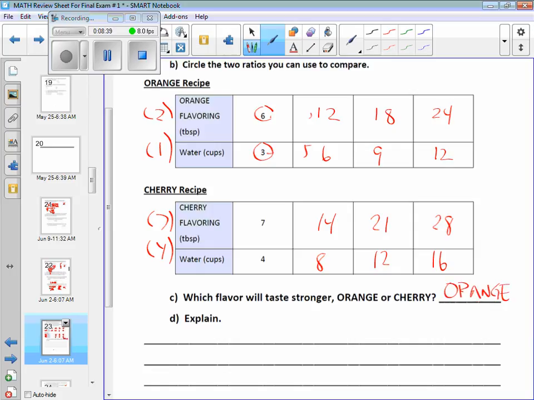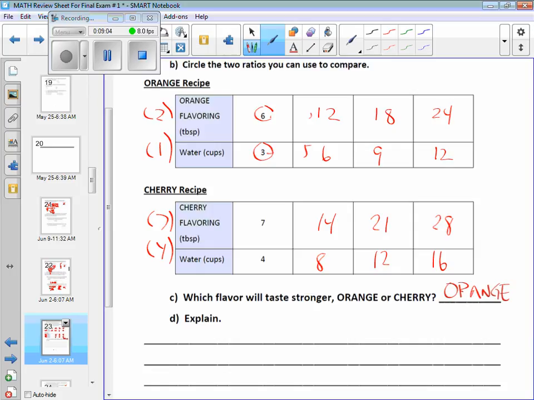The explanation is more important than the actual flavor that you chose because you have to totally prove to whoever's scoring your final exam that you completely understand why it is orange. Who thinks they have a top-notch answer? Come on up because I'll mic you up. I used different numbers though. That's okay. Come on up. Let's hear it anyway.